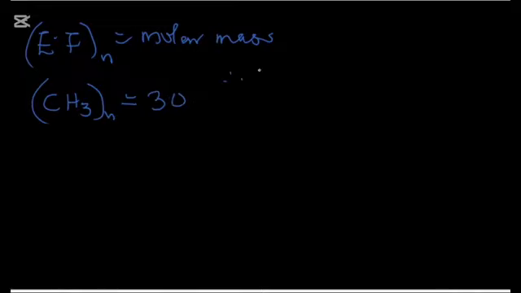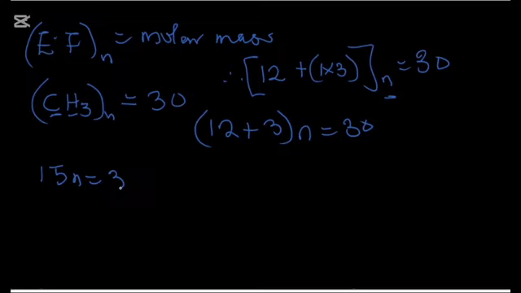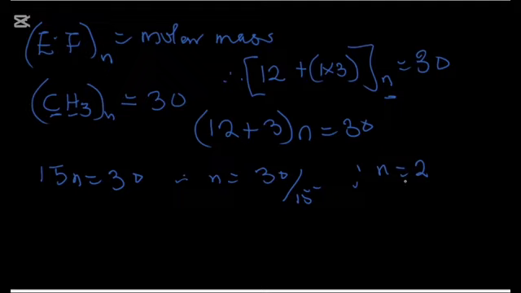So this implies that the atomic mass of carbon is 12, plus the atomic mass of hydrogen, which is 1, times 3, everything multiplied by n, is equal to 30. So you are trying to look for the value of n now. This gives us 12 plus 3 in the bracket n equals 30, so 15n equals 30. Therefore, n equals 30 over 15. n equals 2.